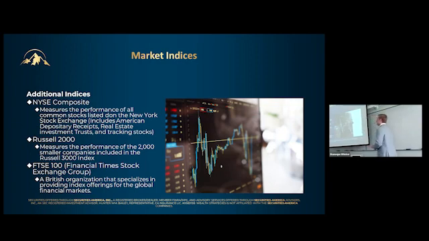There's a lot of different things that you can look at. This was just six of hundreds and thousands of different indices and areas. So if you don't see something up here that sounds like what you want to be investing in, don't worry, there's plenty out there to choose from.